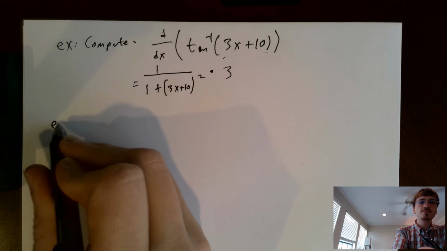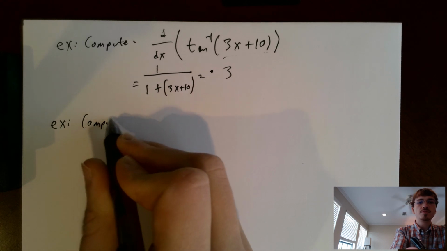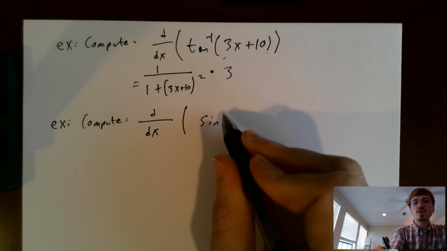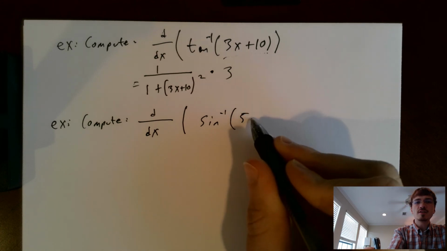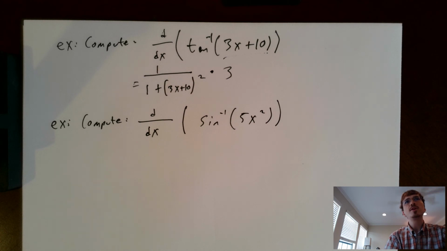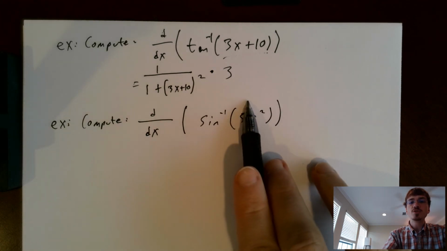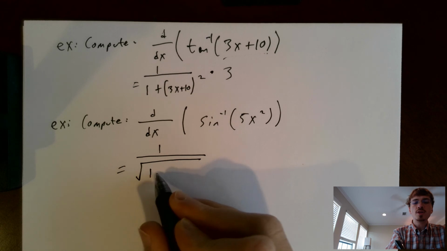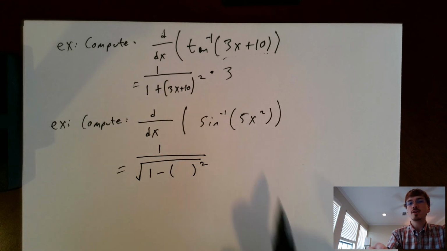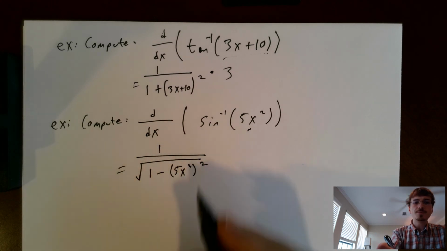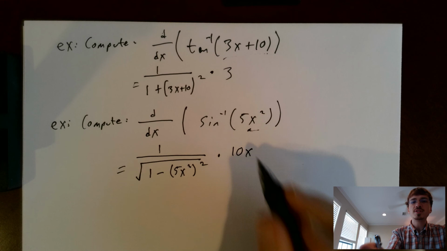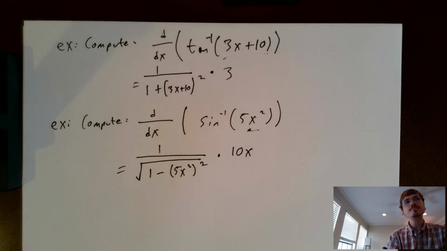Let's do another one. Compute the derivative with respect to x of the arcsine of 5x squared. Pause the video, give it a shot. So we know that the derivative of arcsine of stuff is going to be 1 divided by the square root of 1 minus stuff squared, right? And what's my stuff? It's 5x squared. Now we need to do chain rule, so now we multiply by the derivative of what's inside, which is times 10x. Yeah?